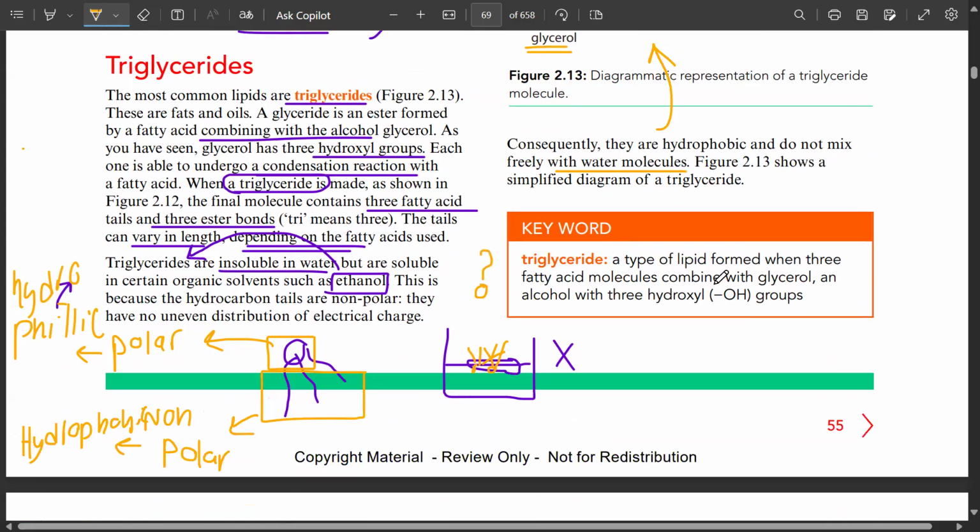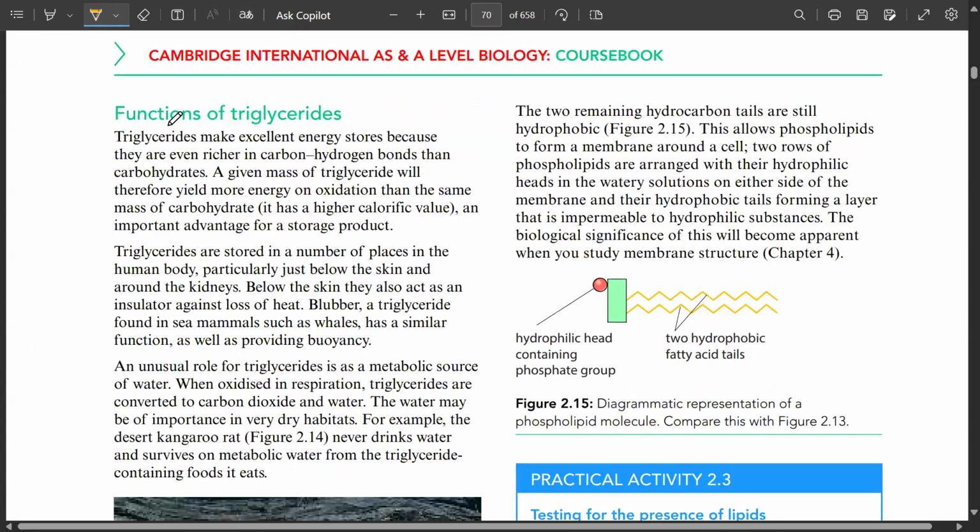It is a type of lipid formed when three fatty acid molecules combine with glycerol, an alcohol with three hydroxyl groups. Now, what are the functions of triglycerides? Can you tell me? Any idea what the functions of these triglycerides are? Insulation. What else? Maintaining heat, maintaining temperature. Storing fat. Yes. And for example, myelin sheath. Good job.